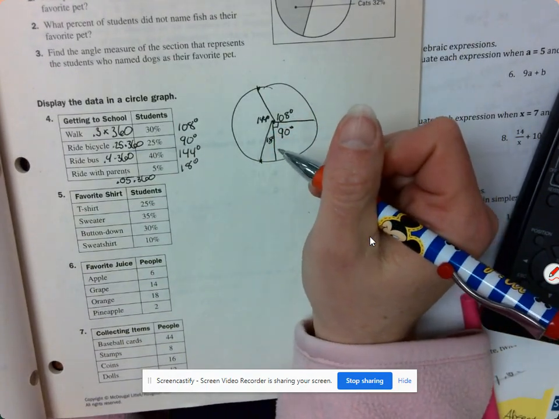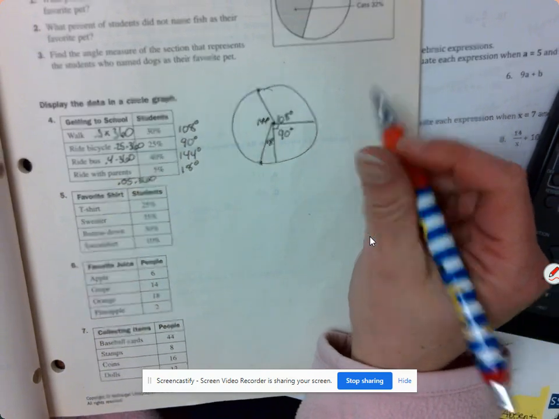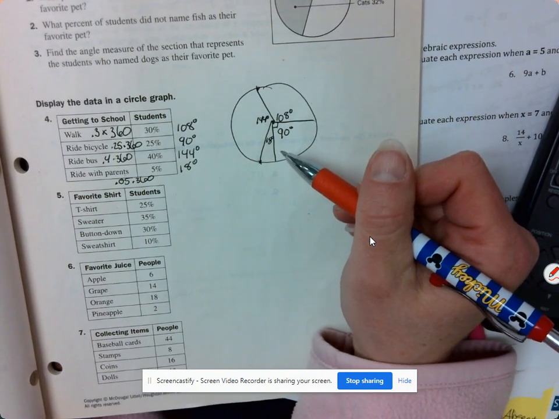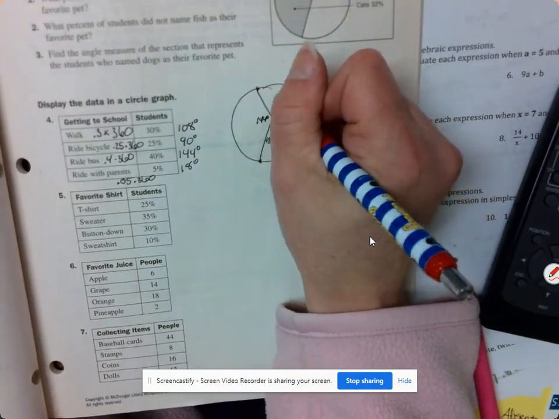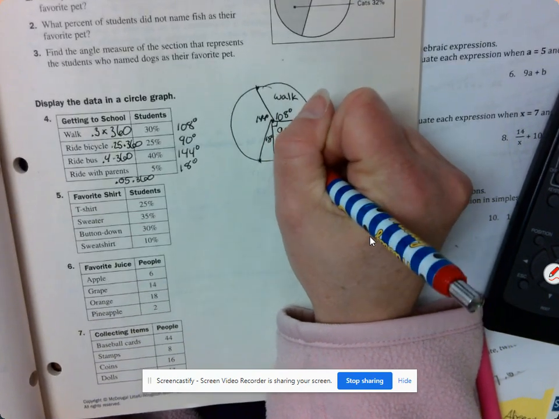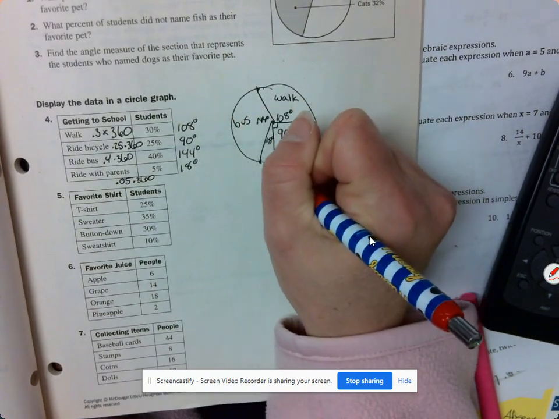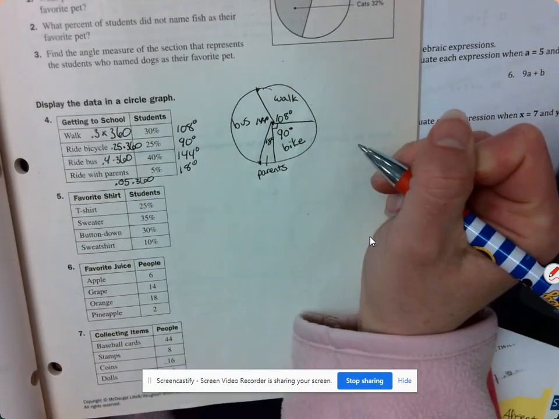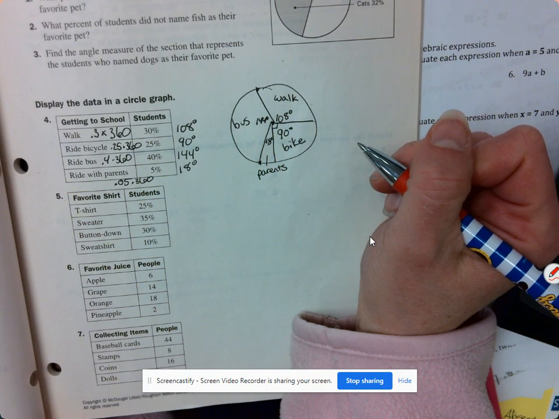Okay. We might not be exact, and we don't have to be exact for this, but we want to be close. We know 18 degrees is going to be a whole lot smaller than 144 degrees. What you want to do then is label your sections. So where it's 108, you're going to label it walk. That 90 degrees was bike. 144 was bus. And 18 is with your parents. That's how you're getting to school. Does that make sense? Any questions?